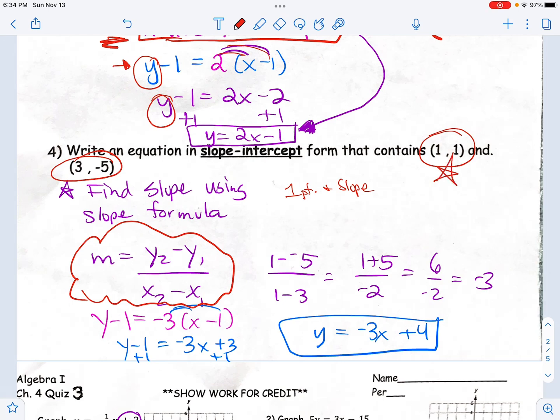So I solve for my slope, which is negative 3. Then I use my point slope form, in that I use this point and this slope to get the equation of my line, which is y equals negative 3x plus 4.